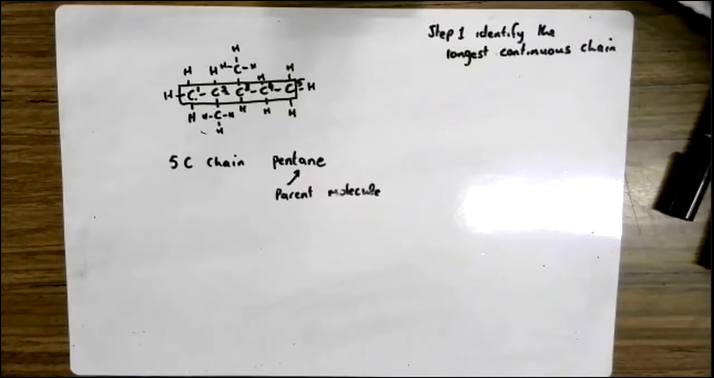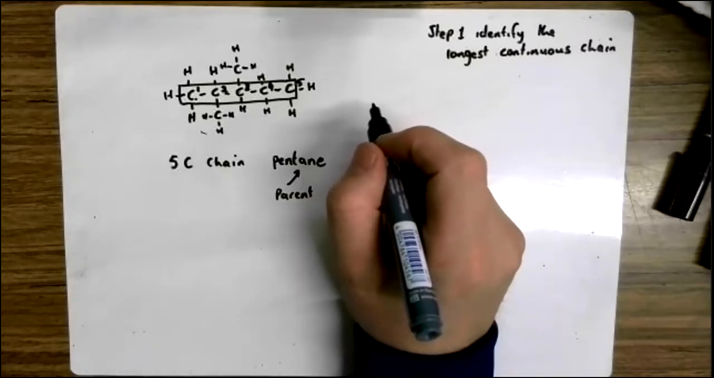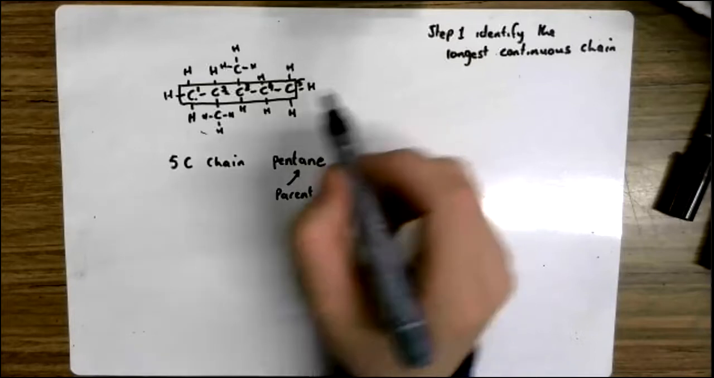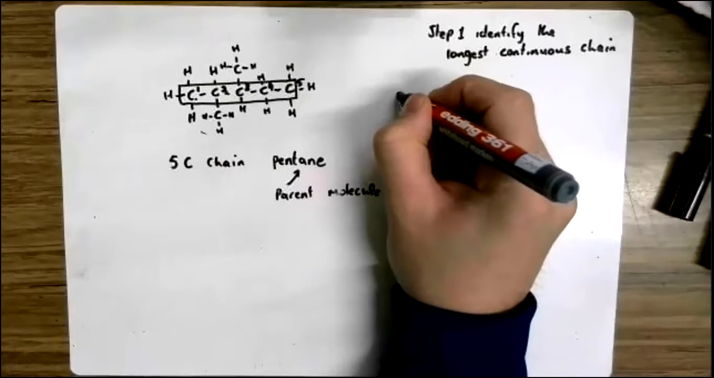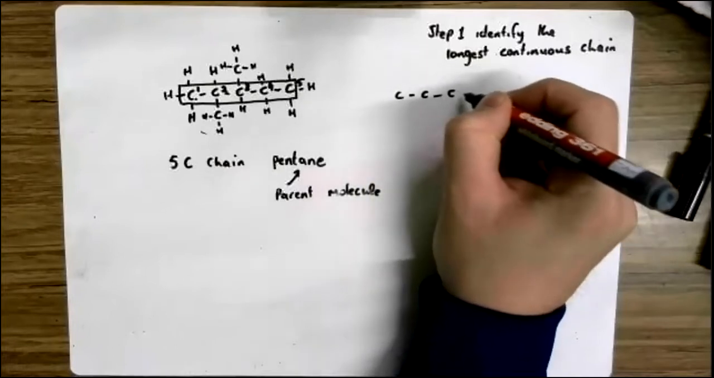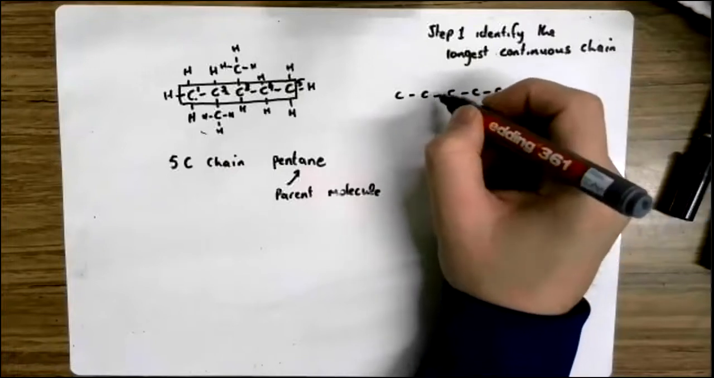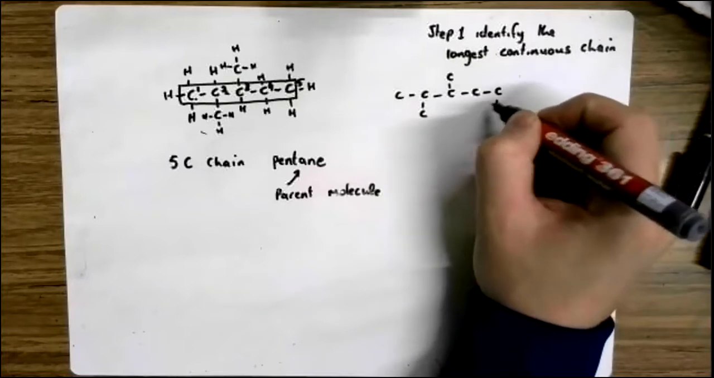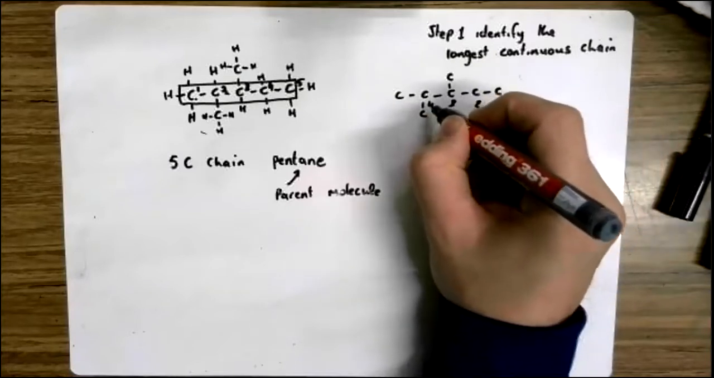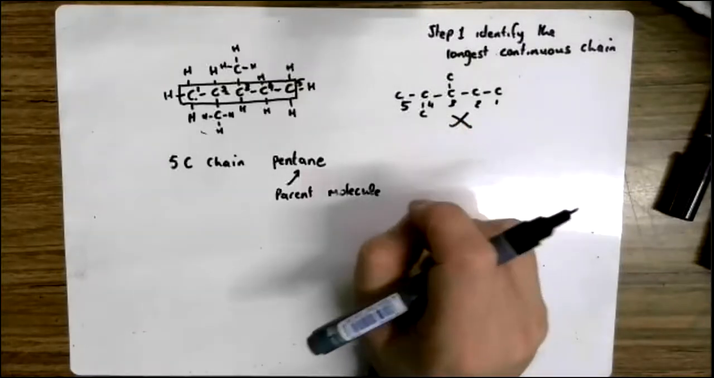So the next thing then is to identify the type and the position of branches. Okay, so this is correct numbering. This would not be correct numbering. 1, 2, 3, 4, 5. This would be incorrect. This would give me too big numbers for the branches.